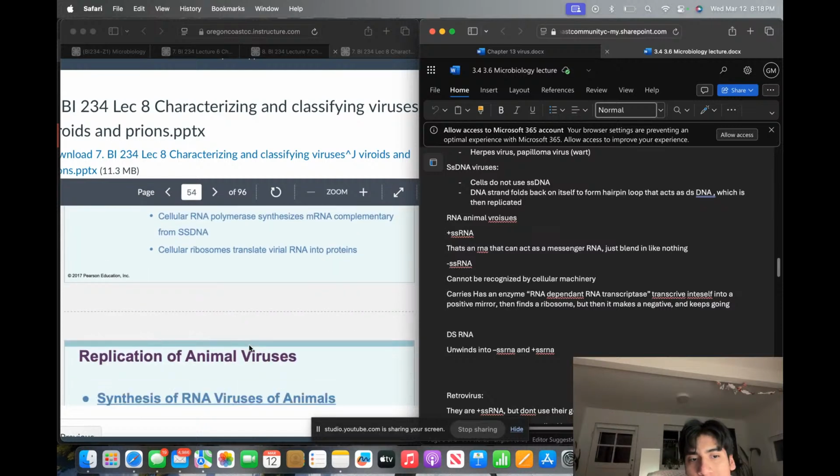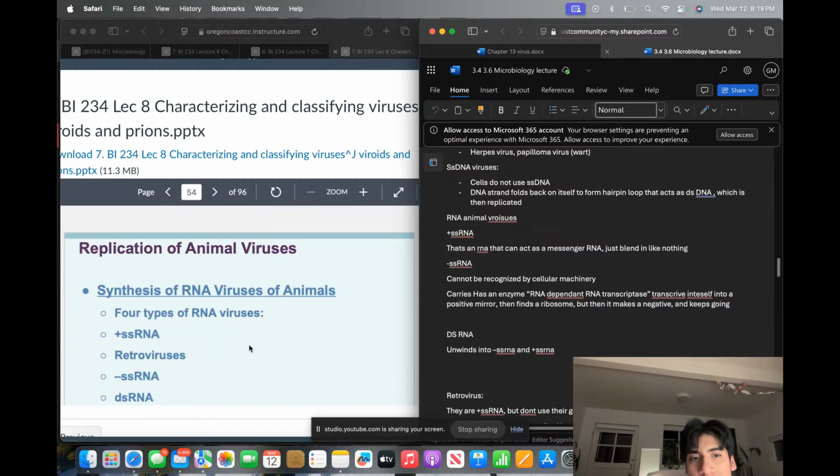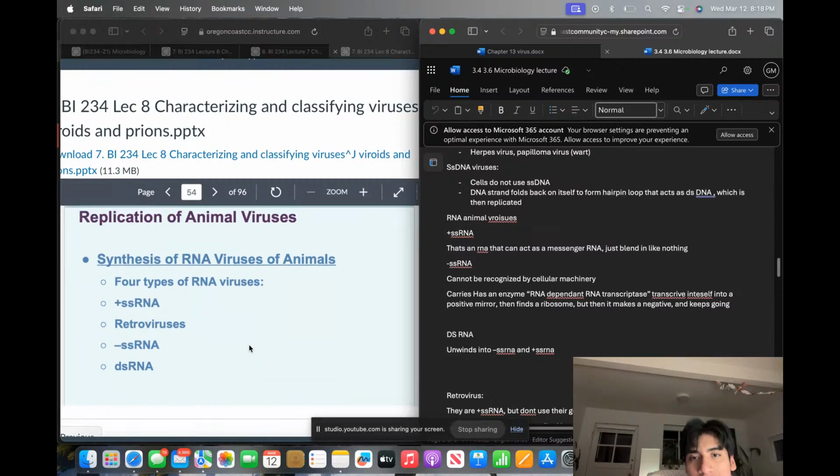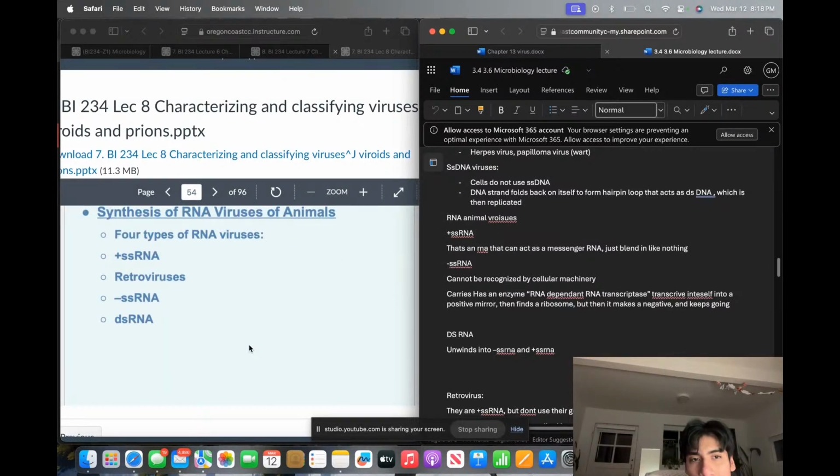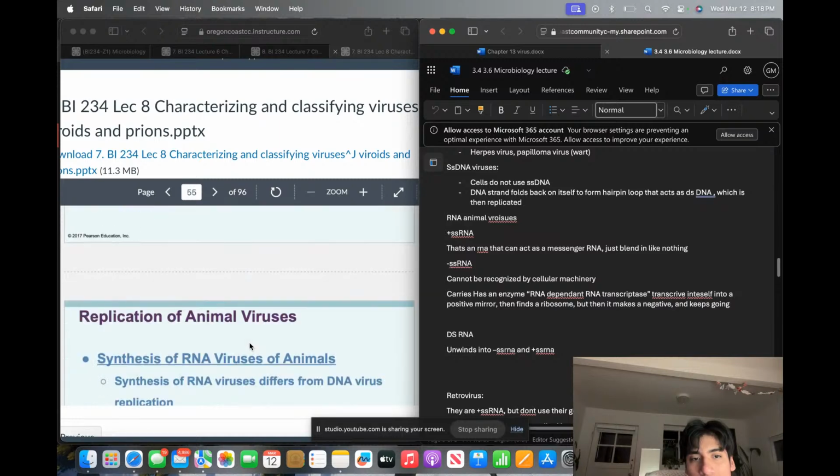All right, so synthesis of RNA viruses. There are 4 types of RNA viruses: positive single-stranded RNA, retroviruses, negative single-stranded RNA, and double-stranded RNA. So what does that positive mean?